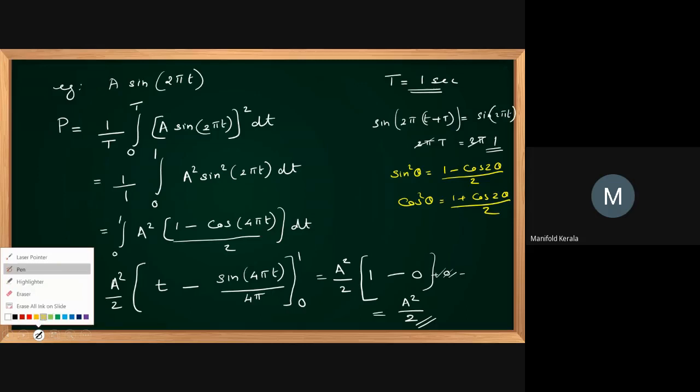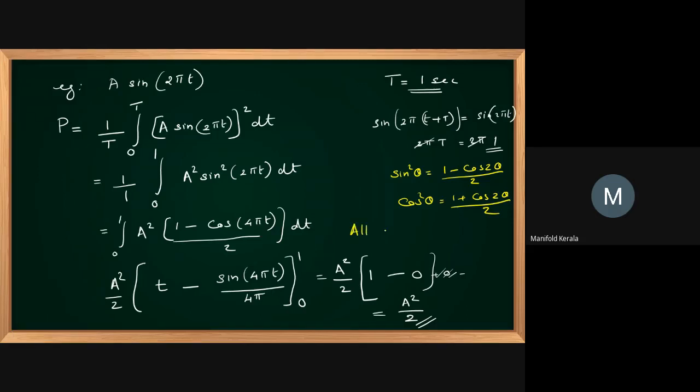For all sinusoids, power is equal to amplitude square divided by 2. Whatever the frequency or period, it does not depend on frequency or period. It only depends on the amplitude. The power is going to be A square by 2. Is it clear? Shall I proceed? If it's clear, I can proceed. Yeah. Right. I think you have noted this down.